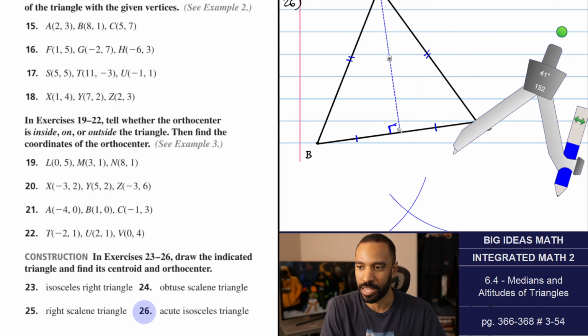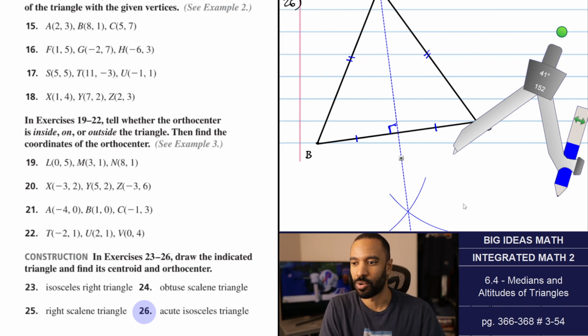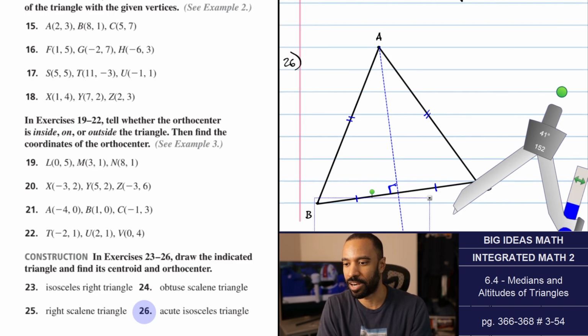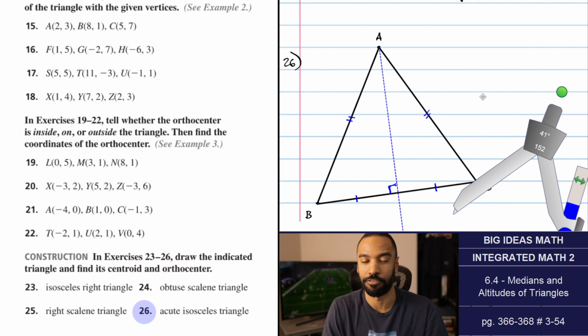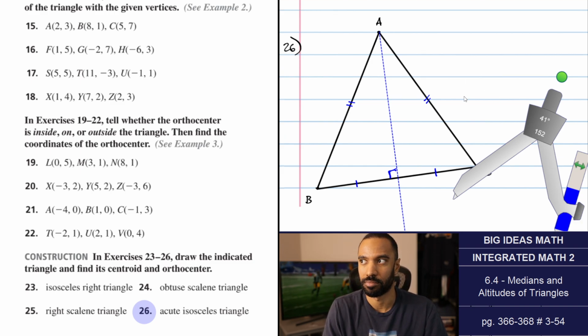This orthocenter will be inside the triangle, but I do need to make sure that that stays. You know what? I need to make sure that that stays on point. So I'll just keep it long. So we'll keep that there. I don't need the arcs anymore, but I will keep that like that. So that's a good one to have for both. That's where that benefited.